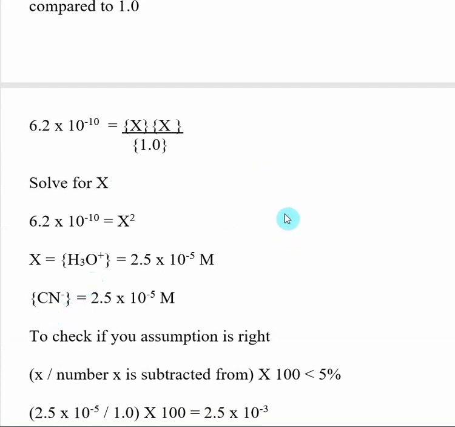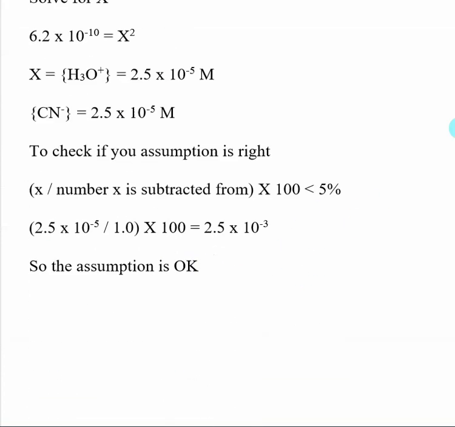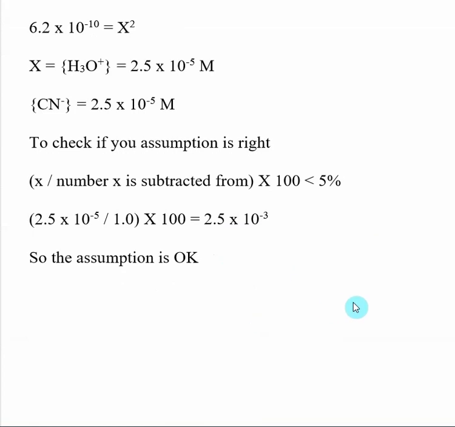Also remember, we know that we're dealing with a Kc here, so the units on our concentrations are going to be in molarity. So we made the assumption that our X value was small relative to 1, so we want to check and make sure that that is an appropriate assumption. It is appropriate if X divided by the number that we compared to X, times 100, is less than 5%, then that assumption is considered okay.